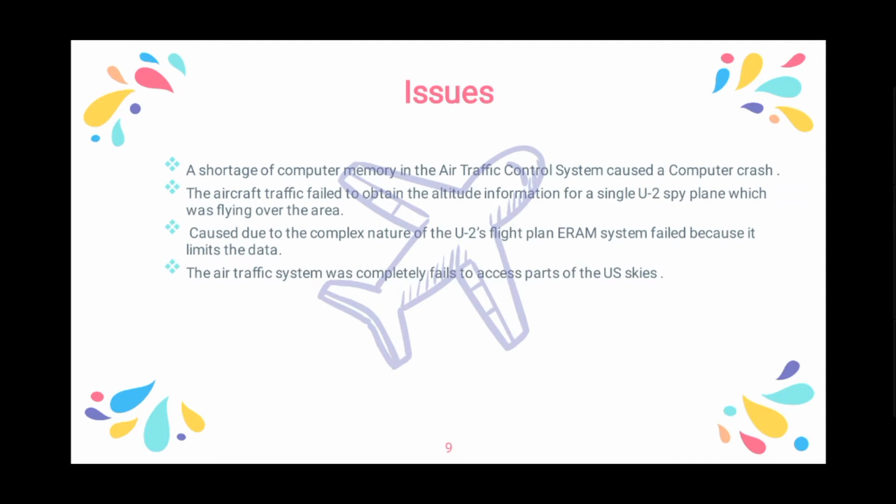The third is that, due to the complex nature of the U2's flight plan, the ERAM system failed because it limits the data for each single flight, limiting the data received through connection or communication. So the U2 flight exceeded the limit. The fourth is that the air traffic system completely failed to access parts of the US skies because there was no notification.